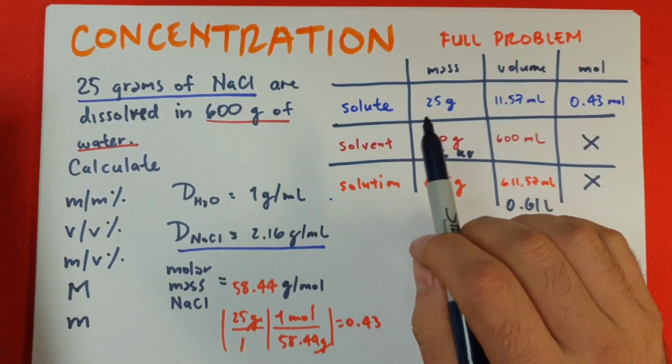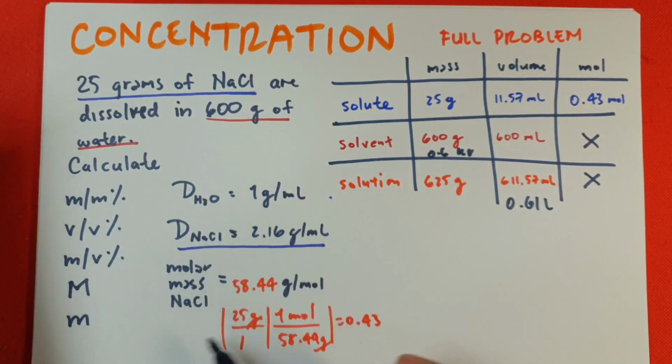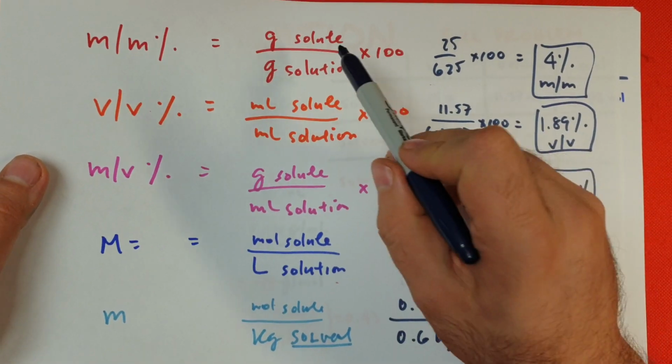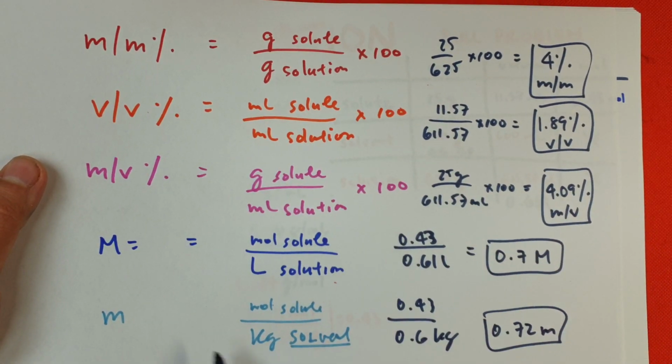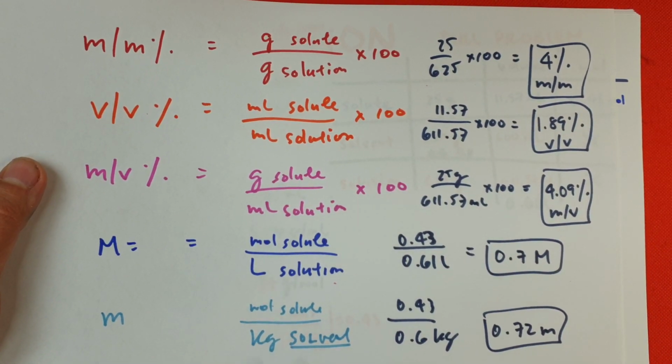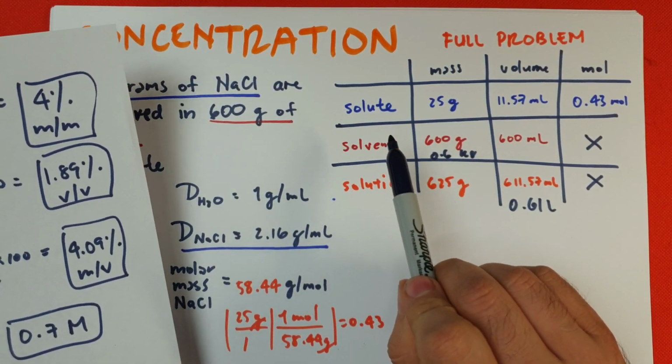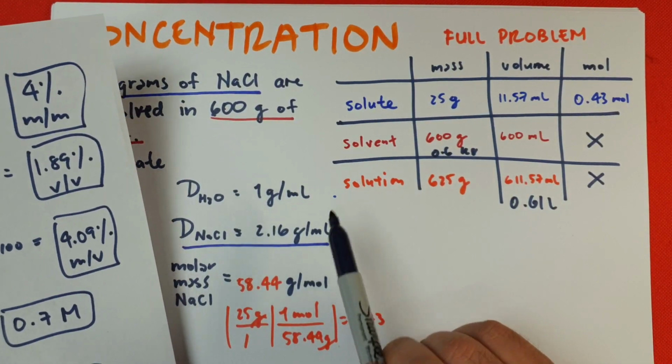As you saw, we solved a full problem with all the information, creating a table where we calculated the missing information using density and molar mass, and then plugged it into our formulas. Remember, everything is divided by solution except for molality, which is divided by kilos of solvent, which you can also get from the table by moving your decimal point to the left 3 times. That's it.